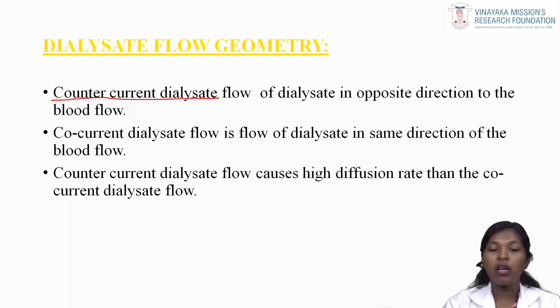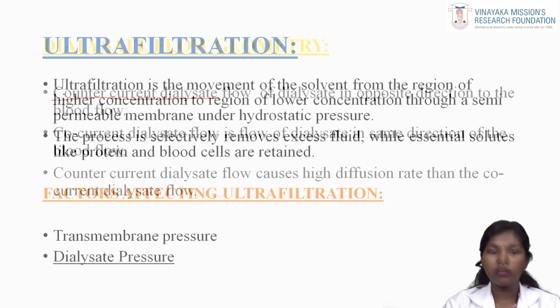Dialysate flow geometry. Countercurrent flow is flow of the dialysate in the opposite direction to the blood flow. Co-current dialysate flow is flow of dialysate in the same direction as blood flow. Countercurrent flow causes a higher diffusion rate than co-current dialysate flow.